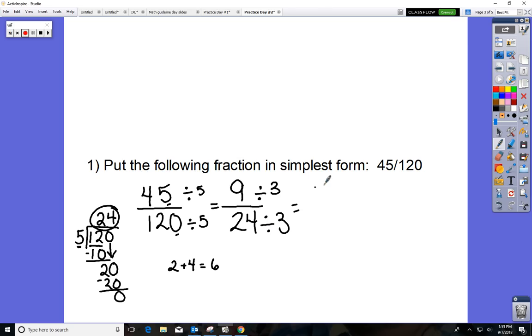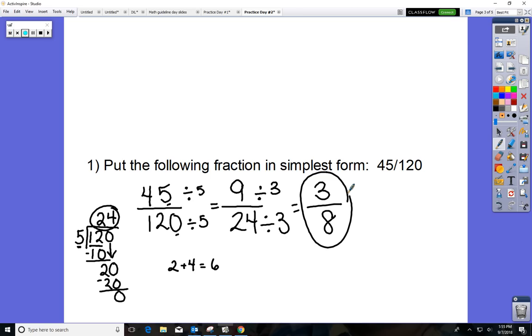And I would get 3/8. Looking at 3/8, 3 is only divisible by 1 and 3, and 3 cannot go into 8, so this is considered simplest form. Now this is just one way of doing this simplifying.